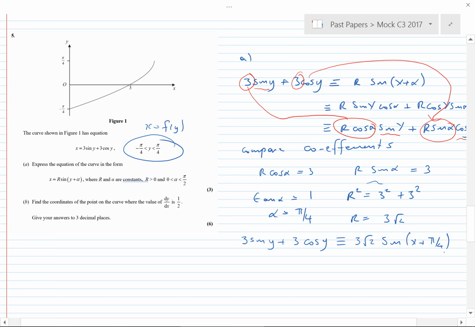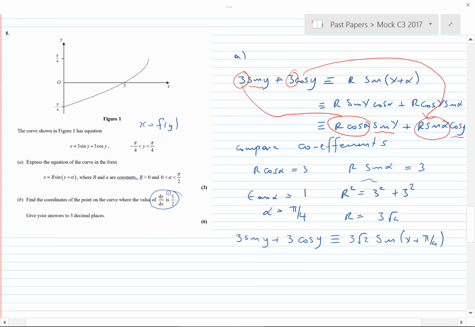Okay, so now the next part is using differentiation. Now, what we really need to take care of here is the fact that the variables have been swapped around. The fact that we've been asked to do this probably means that this formula is going to be more useful than this one. So this is a common thing they do. So this formula is the one we're going to use to find dy by dx.